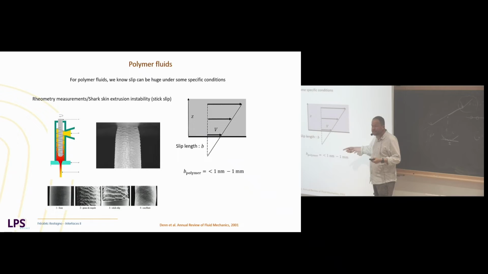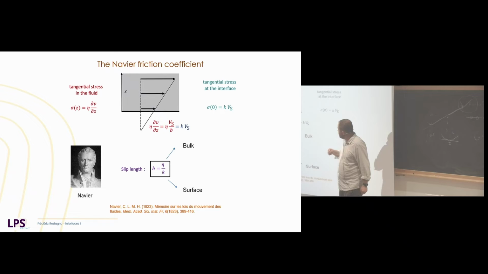And then I want to explain why there could be a large slip for polymer fluids compared to simple liquids. To come back, I come back to Navier, and I will take my time and we'll see what we are able to do. The basic idea is that I will write the Navier hypothesis, which is here. I say that the stress exerted by the liquid at the interface at zero depth is a coefficient that I call k times the slip velocity. So basically what I assume is a linear response of the interface. I assume that the stress is proportional to the velocity.